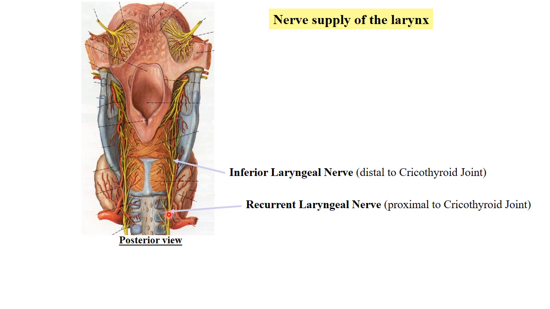So there's the recurrent laryngeal nerve here entering the larynx by passing up between the trachea and the esophagus, which we don't see. The esophagus is directly behind the trachea, directly posterior to it, and the nerve is going to enter the larynx right there. The cricothyroid joint is right here, and officially the recurrent laryngeal nerve is going to change names right at this point to the inferior laryngeal nerve.